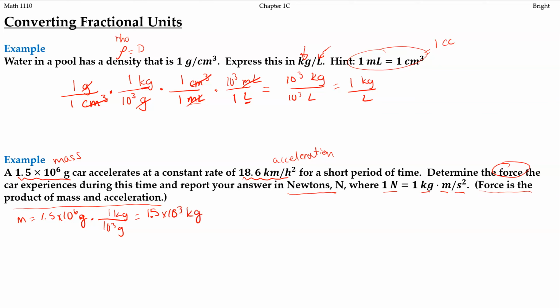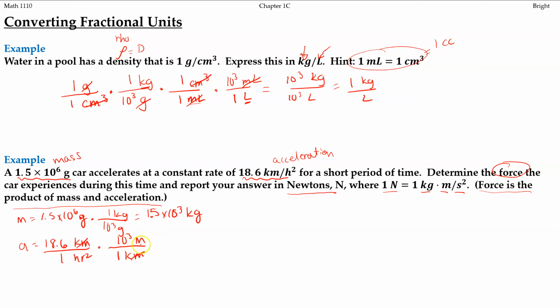Not too bad. Next, acceleration. If I look at that, there's kilograms, meters, I have kilometers, so convert that, and seconds, I have hours, convert that. So this is where we have 2 things to convert. 18.6 kilometers per 1 hour squared. This is going to be interesting. Let's focus on kilometers first because that's a little bit more straightforward. 1 kilometer, and I need to convert that to meters, 10 to the third. So that strikes that out.